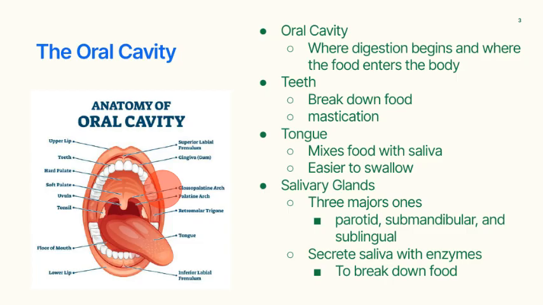The next part is the salivary glands. There are three major glands. The three major ones are the parotid, submandibular, and sublingual. Saliva produced by the salivary glands contains amylase, an enzyme that starts breaking down carbohydrates right in the mouth. The breakdown of carbohydrates begins here, setting the stage for nutrient absorption later in the digestive tract.